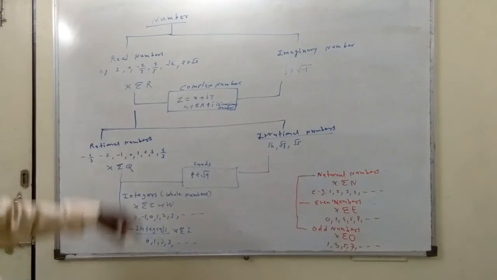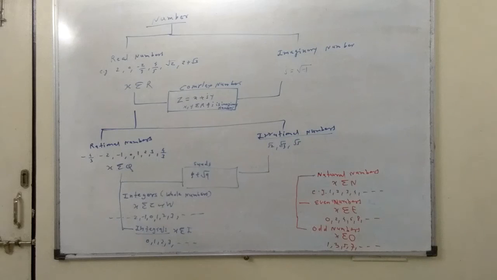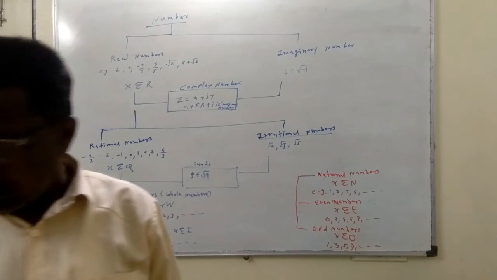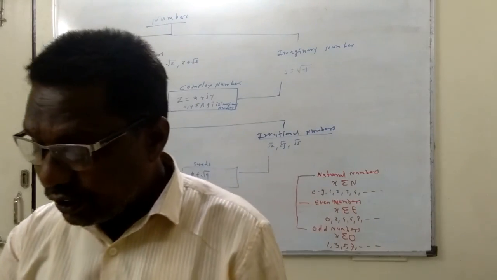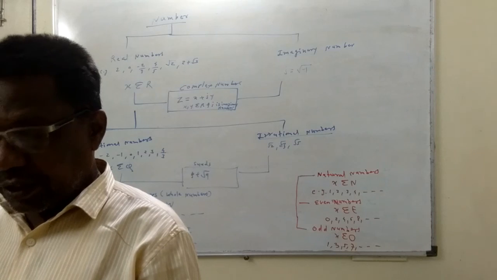So in this way we can classify the different types of numbers. So this is the revision for algebraic functions. Now next period we will take the revision for trigonometric functions.